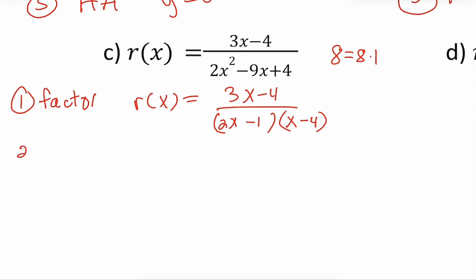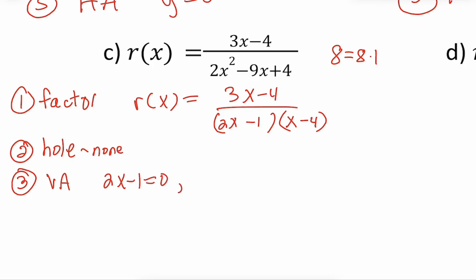Now, our second thing: is there a factor on top that's a perfect match for a factor in the bottom? No, so there's none. That is something we should immediately check for. Then that leads us to our vertical asymptotes. There is a vertical asymptote at 2x minus 1 equals 0 and at x minus 4 equals 0. So there's actually 2 for this graph.